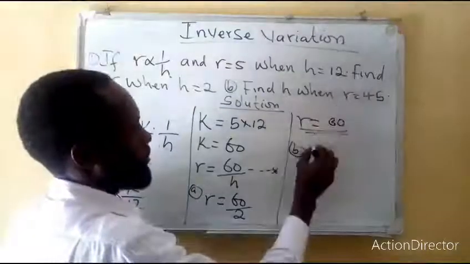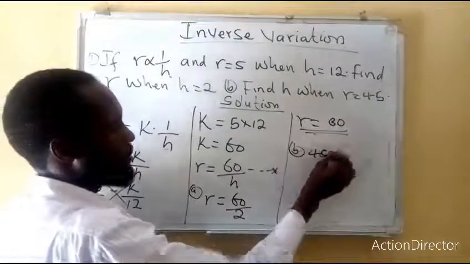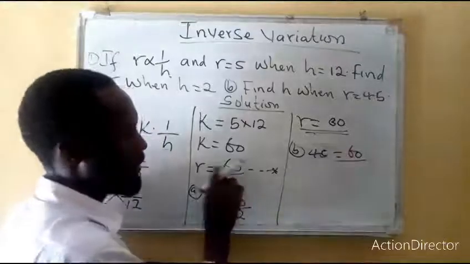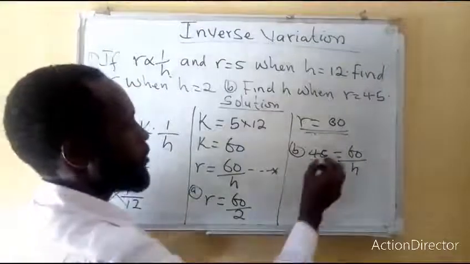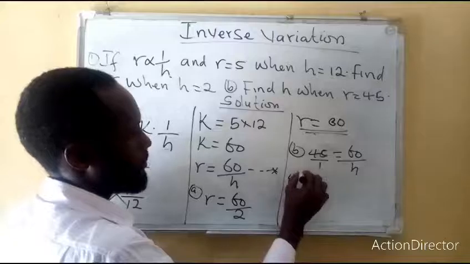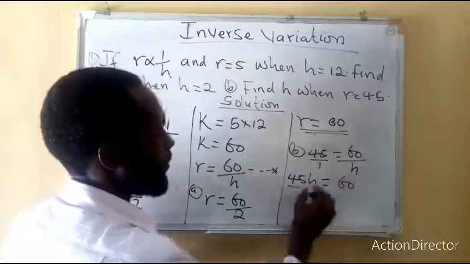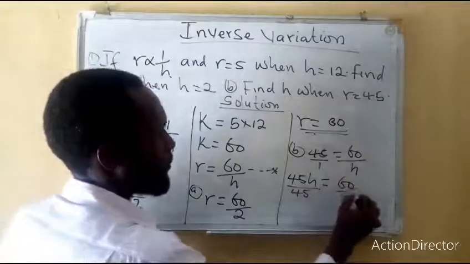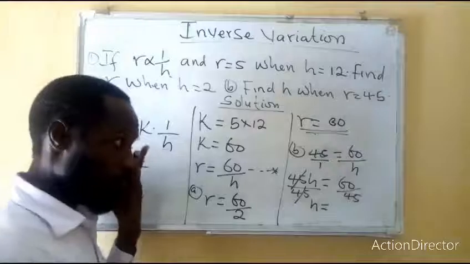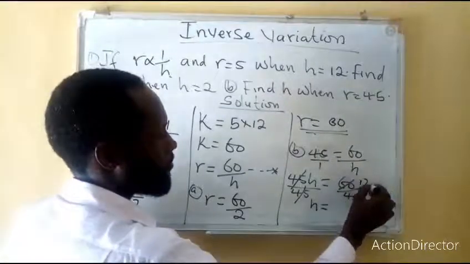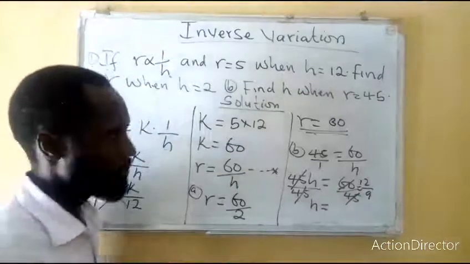When R is 45, using this equation as well, R is now 45 equal to 60 all over H. H is now unknown, so we put H. We put over 1 because we are going to cross multiply. So 45 times H gives us 45H equal to 1 times 60, which gives us 60. Now divide both sides by 45, so that 45 will disappear. So H is equal to, 5 here will be 12, 5 here will be 9, so it's equal to 12 over 9.